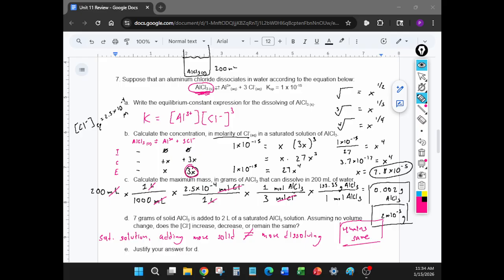Okay, and the reasoning for that, again, is that it's already saturated. If you add more solid, you're just going to get more solid. You're not going to get more dissolving just because you're adding a reactant. And again, that's why solids do not play a role in the K value. Okay? So a little counterintuitive, but if you think about it, it kind of makes sense why.